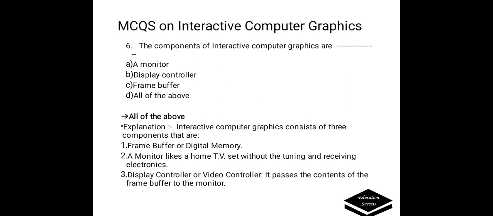Interactive computer graphics consists of three components, that is frame buffer or digital memory, second one a monitor like a home TV set without tuning and receiving electronics, and third display controller, or it is also called a video controller. It passes the contents of the frame buffer to the monitor.